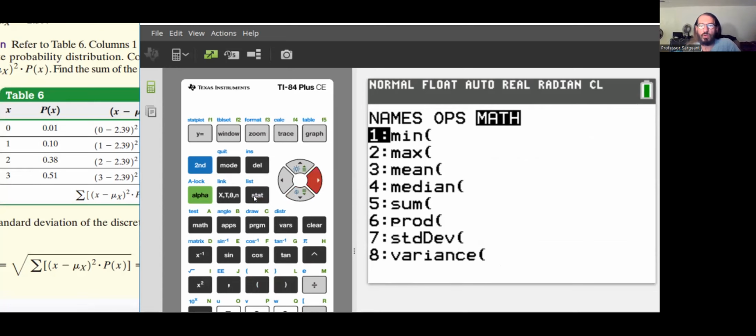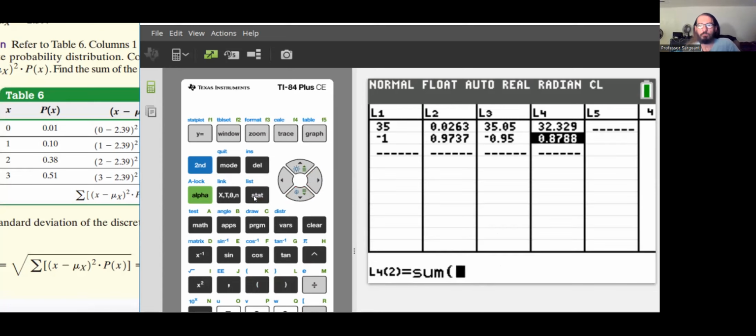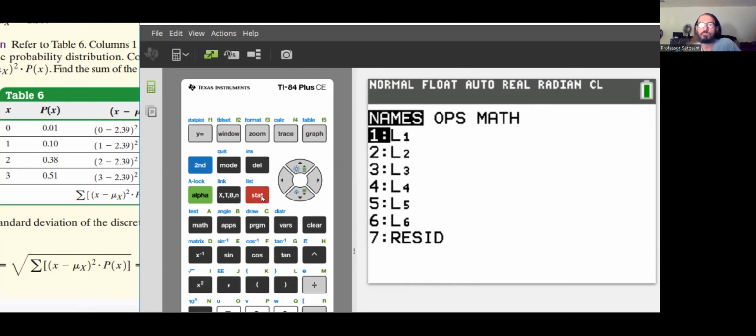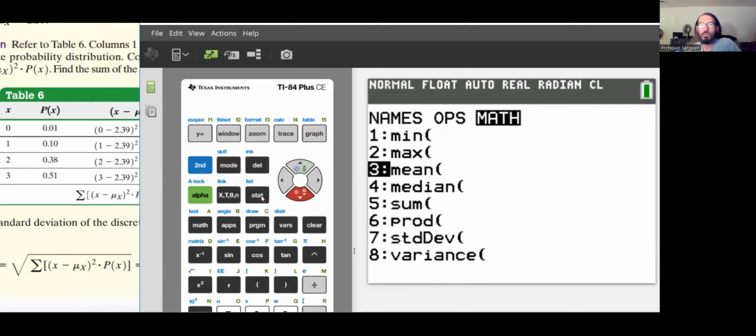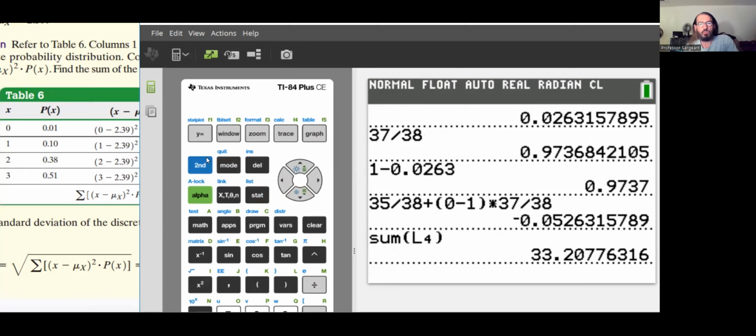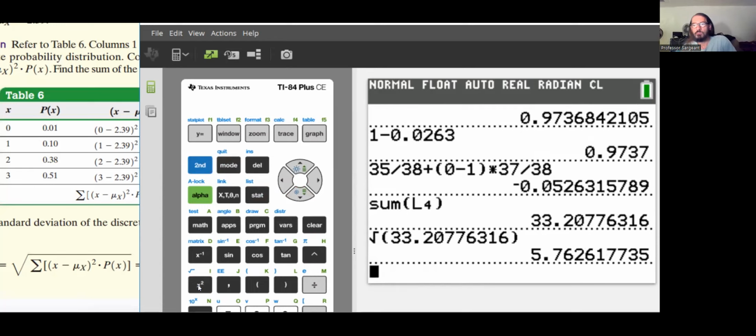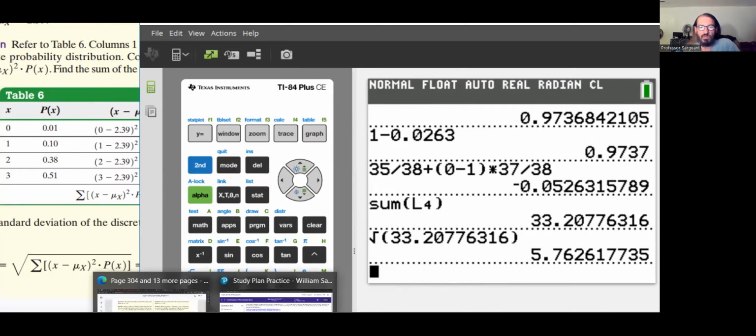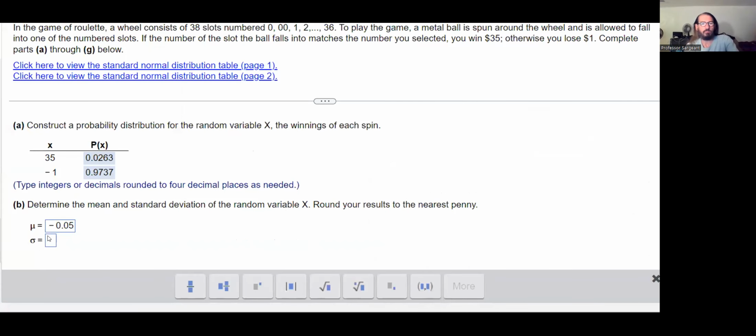And then I still need to take the square root of that. Oh, don't want to do that. Let's get to the home screen. Second and stat. Math submenu. Sum of list 4. Take the square root of that answer. And they said to the nearest penny, so to the nearest hundredth, that would go to 5.76. See how I did there.